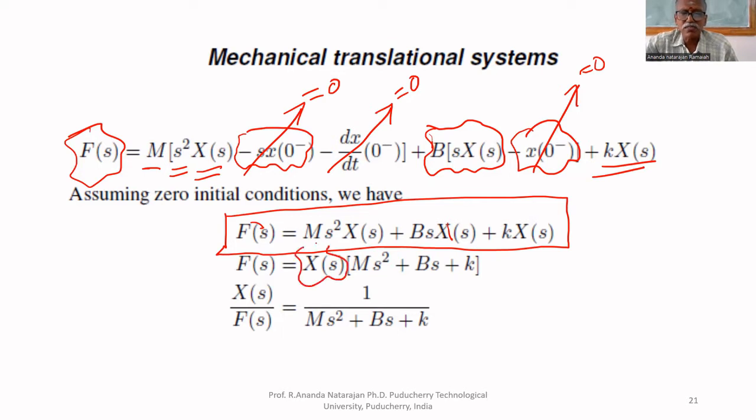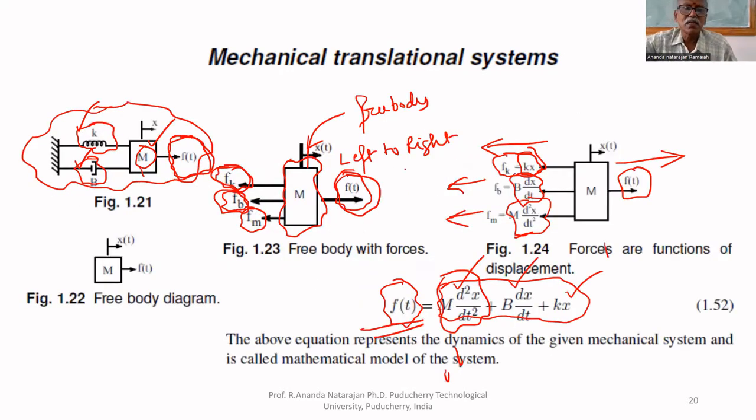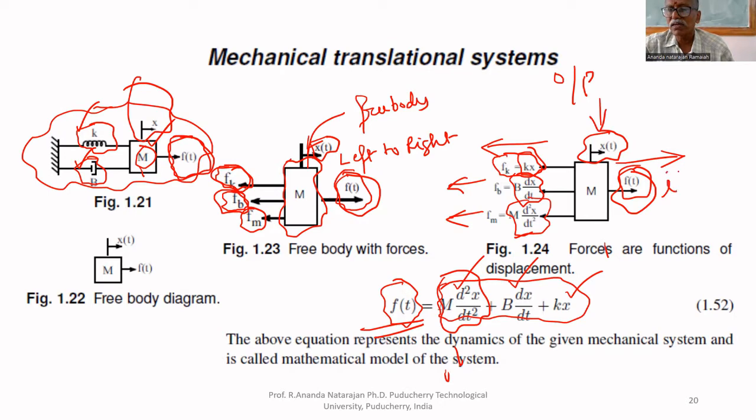If we take X of s outside, you will get m s square plus b s plus k. X of s is the output. What is assumed as the output? The displacement of this body is assumed as the output. That's why we are finding what the applied force f of t is. Because of this f of t, there is a displacement, that is x of t, which is the output. Input is the applied force.